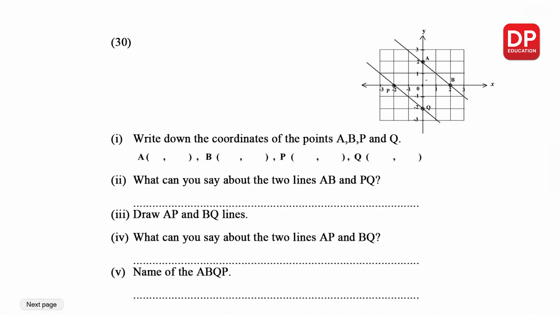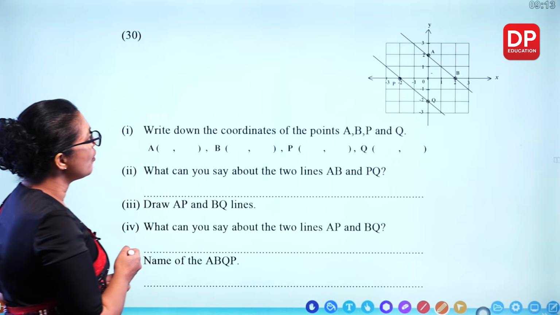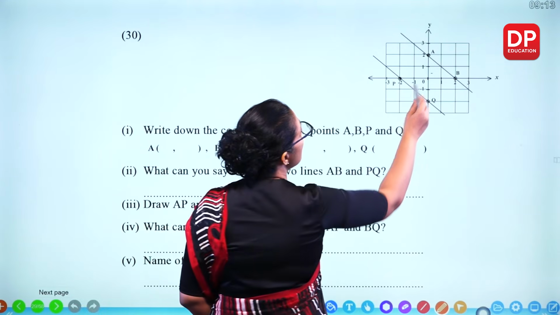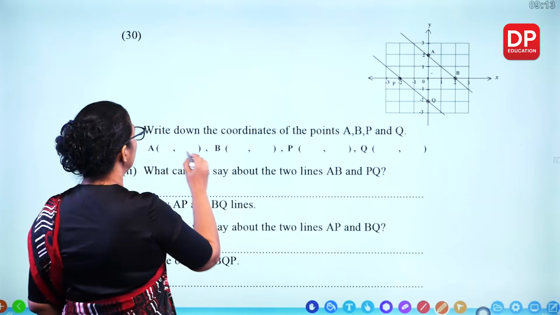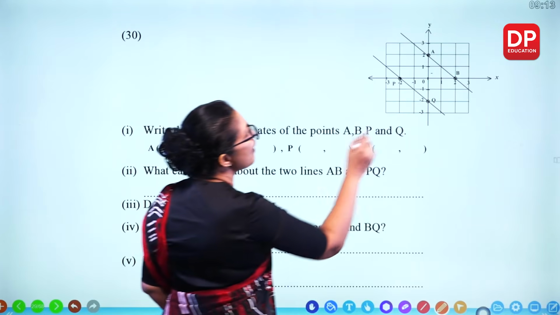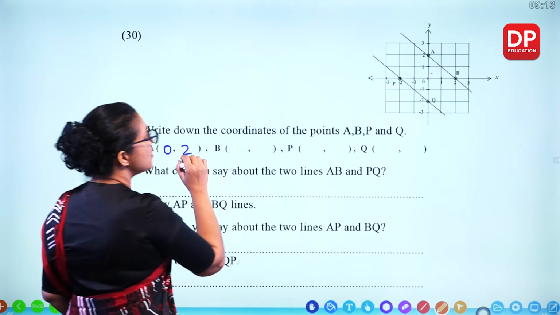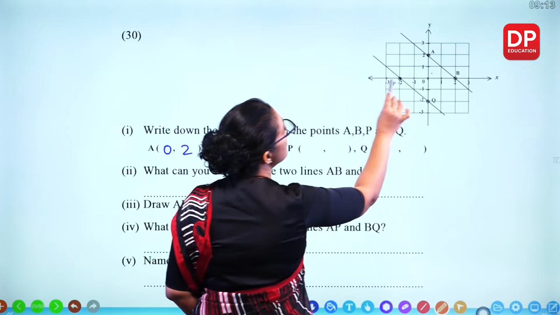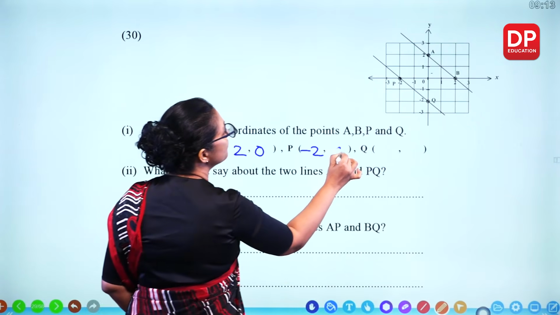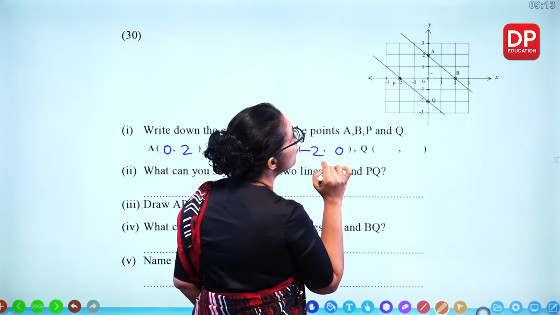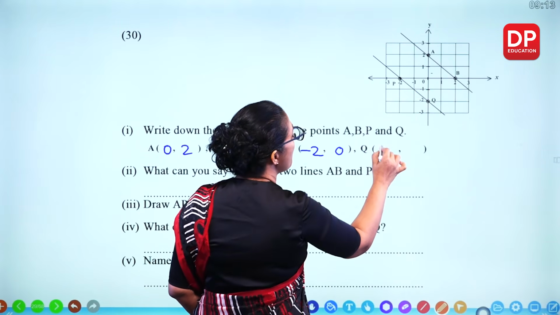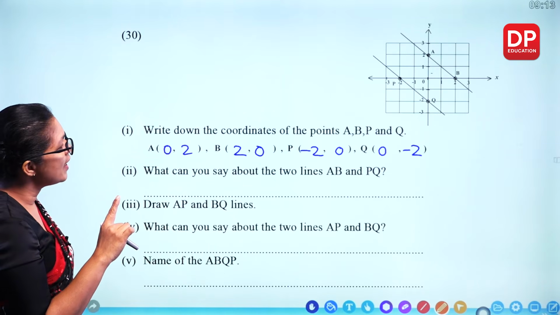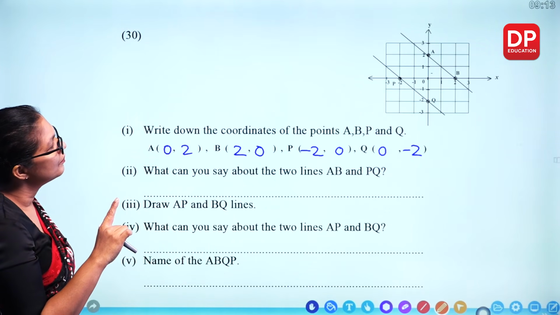Look at this one. Write down the coordinates of the points A, B, P, Q. A is 0, 2. B, 2, 0. P is here, -2, 0. And Q, 0, -2. What can you say about the two lines AB and PQ?